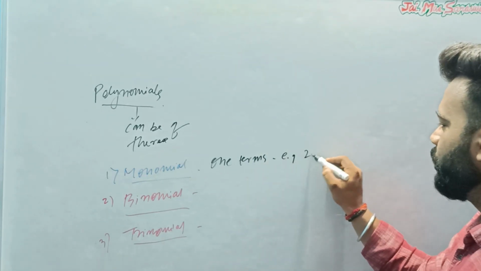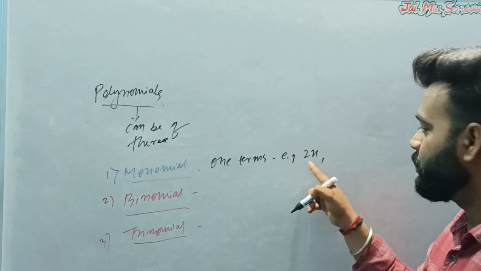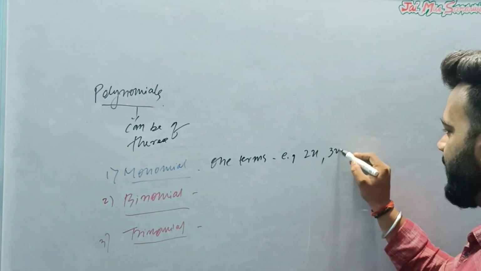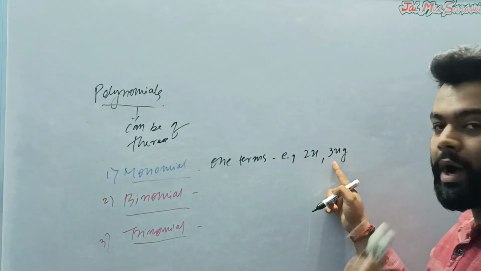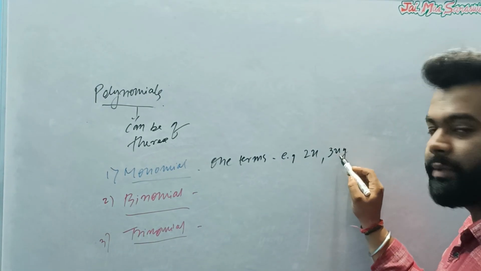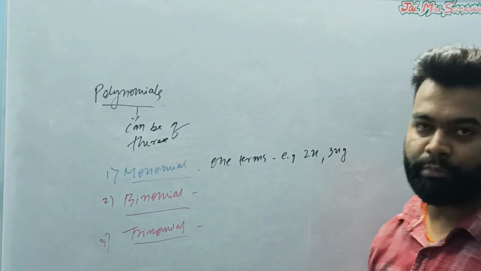Example, 2x. This is one term only because there is a sign of multiplication between them. So it is one term. So it is an example of monomial. Let's say 3xy. This is also one term because still there is a sign of multiplication between them. So it is still only one term. So it is also an example of monomial.